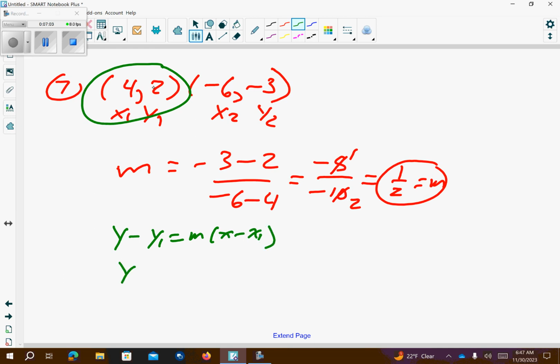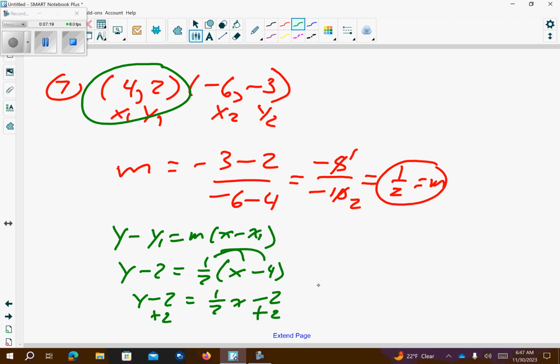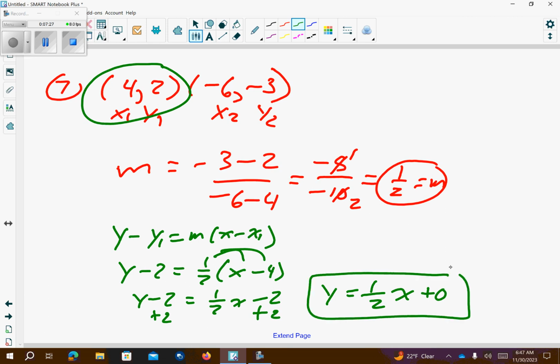So it's a positive 2 here. It'll be a negative 2 here. 1/2. This is a positive 4. Make it a negative 4 here. Distribute over the parentheses. 1/2 times x is 1/2 x. 1/2 times negative 4 is negative 2. Add 2 to both sides. So you get y equals 1/2 x. Negative 2 plus 2 is plus 0. You can keep that 0 at the end, but you don't have to.